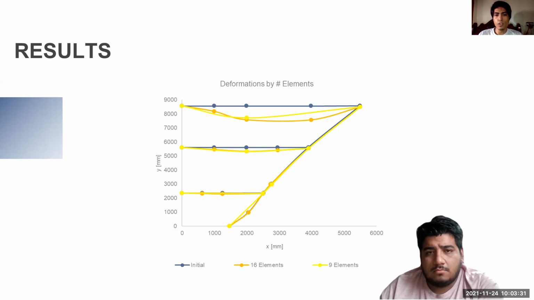The blue color shows the initial condition before the deformation. The yellow color shows the deformation with 9 elements, and the orange color shows the deformation with 16 elements. After, next slide.